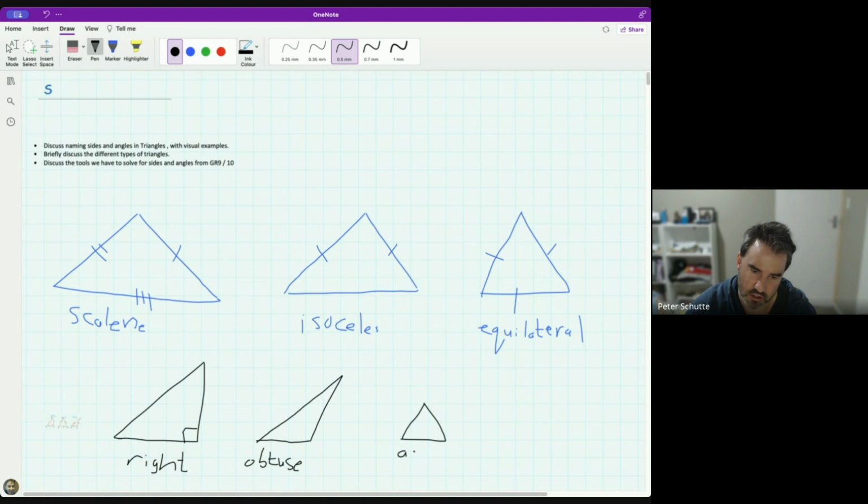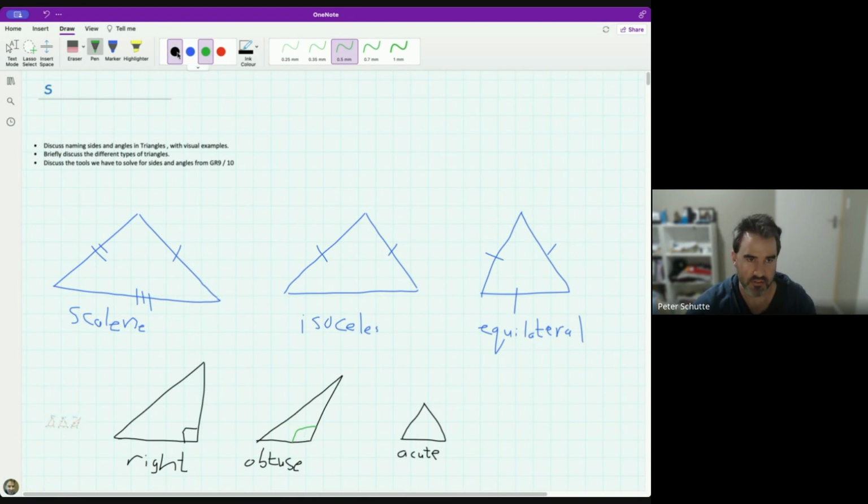And what makes an acute angle triangle acute is that all the angles are less than 90, whereas an obtuse angled triangle has an angle that's greater than 90. That's why it looks like it's falling over backwards. Okay, so you know your basic triangle names.